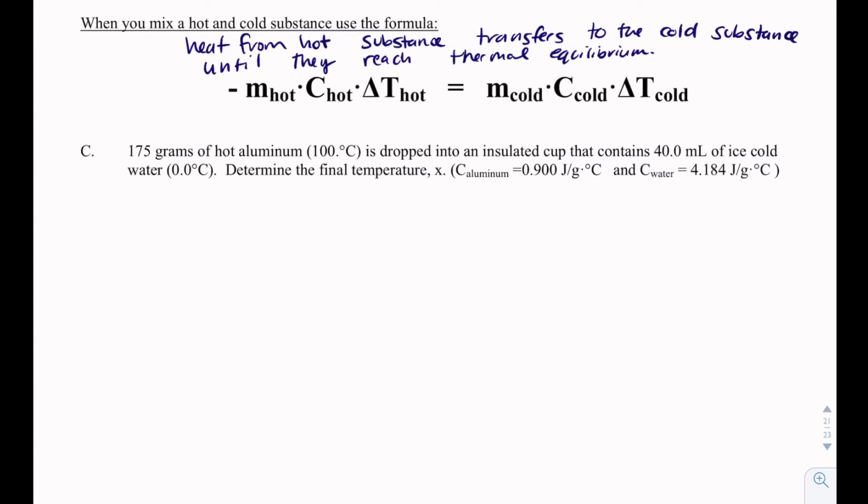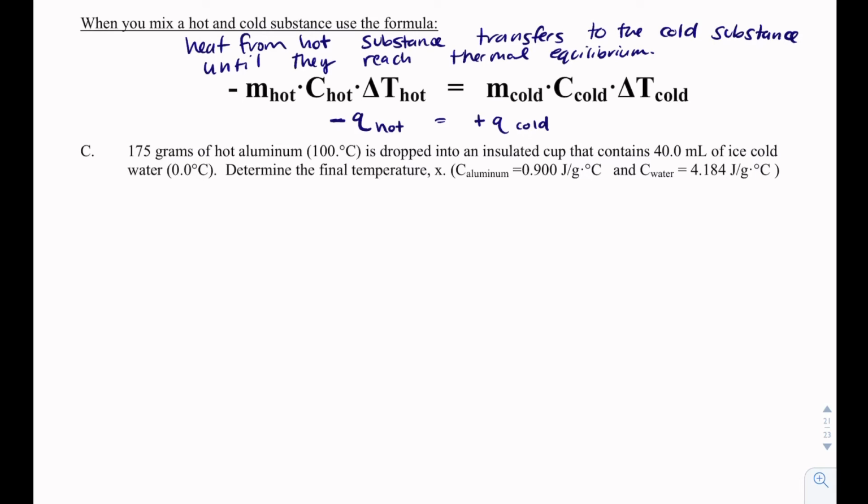Okay, and that means that their temperature will eventually be the same. So this is the same thing as saying the heat lost for my hot substance, and since hot things will lose heat to colder things, they'll have a negative Q. That will be positive Q for my cold substance.